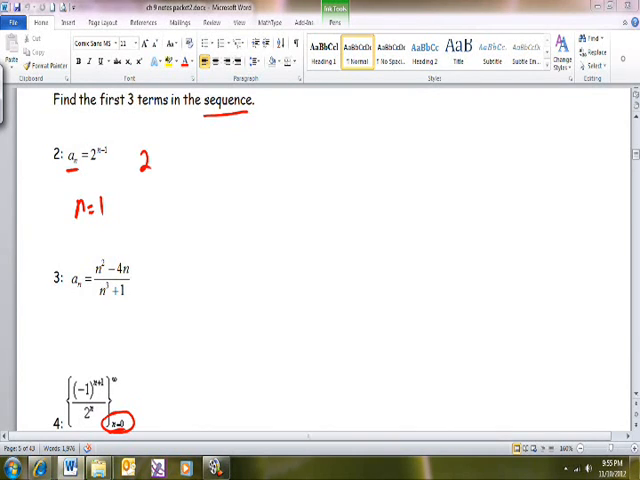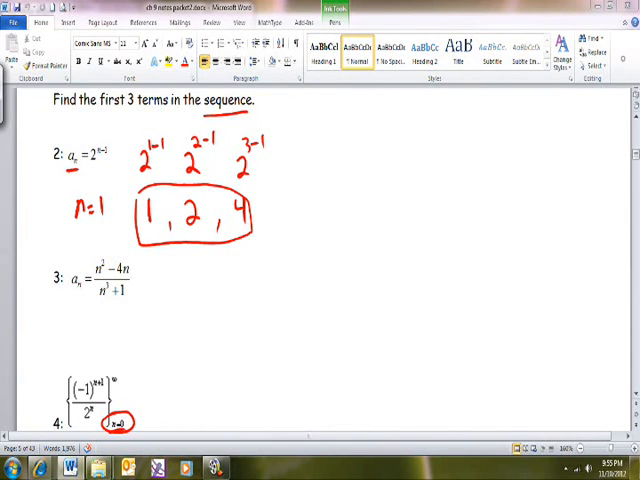So it's 2 to the 1 minus 1, or 2 to the 0, which is 1. And then we do 2 to the 2 minus 1, which is 2 to the 1, or 2. And then our third one is 2 to the 3 minus 1, or 2 squared, 4. And then when we're just writing down our three terms in our sequence, we're just writing 1, 2, 4. That's really it.